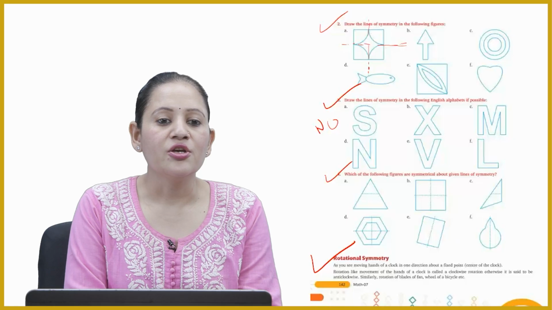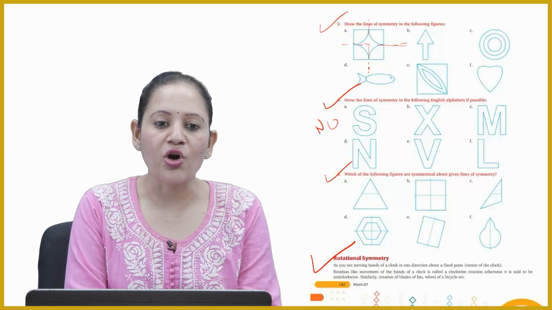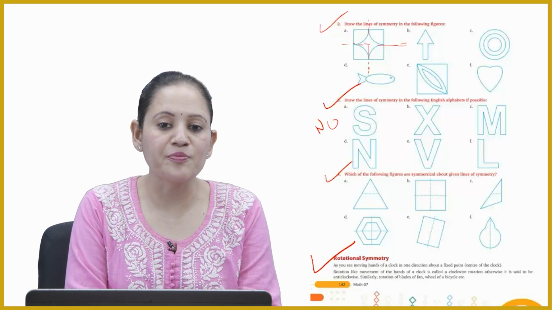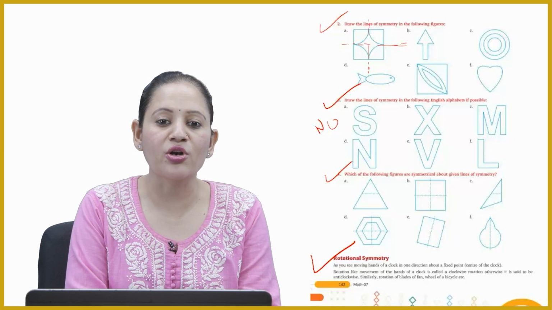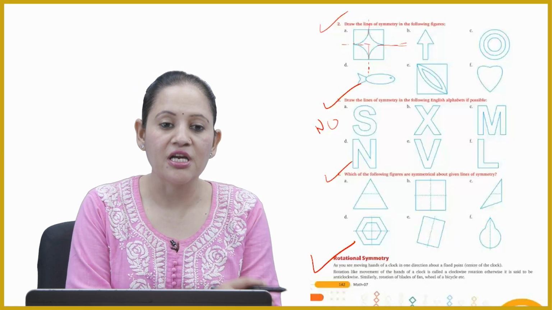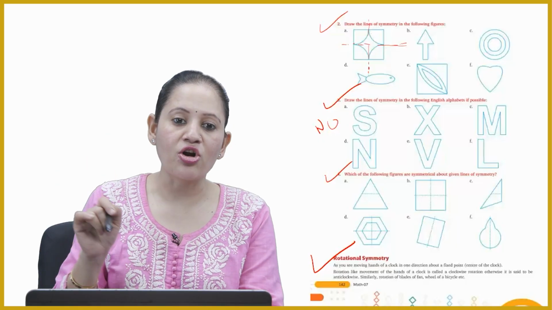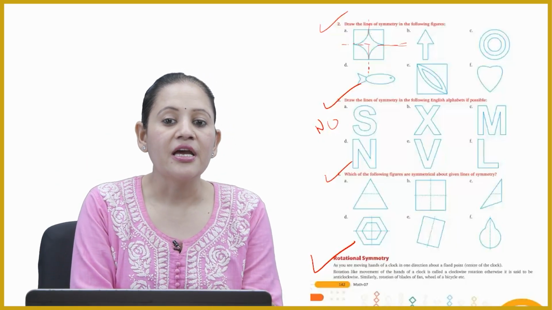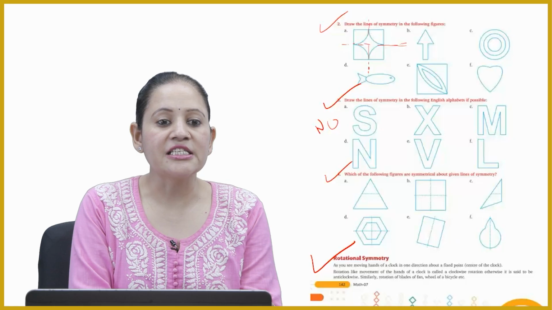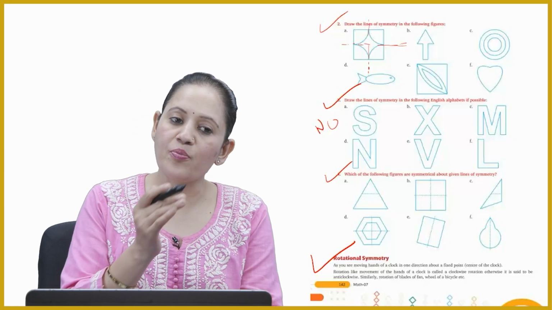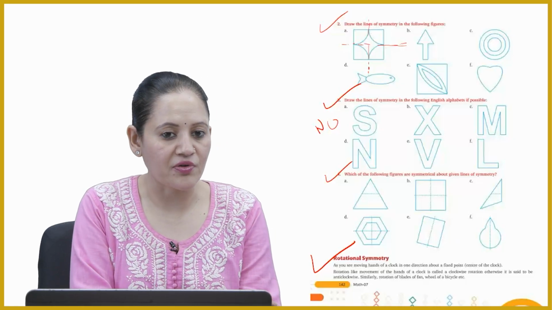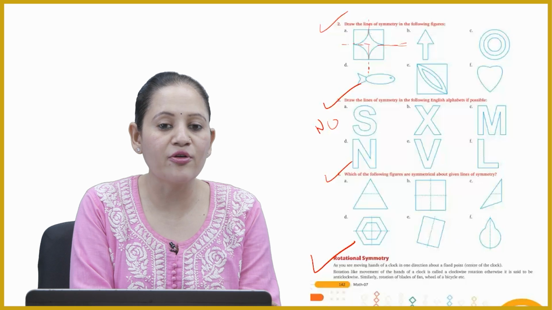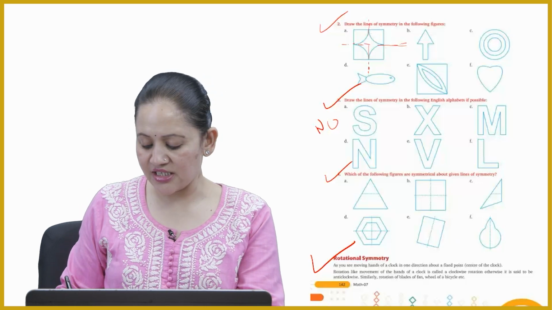Next, rotational symmetry. As you see moving hands of the clock in one direction about the fixed point, center of the clock. Rotation is like the movement of the hand of the clock, that is called clockwise rotation. अगर जिस डायरेक्शन में क्लॉक मूव करती है, अगर उस डायरेक्शन में मूव कर रहा है, दैट मीन्स क्लॉकवाइज रोटेशन. अदरवाइज it is called anticlockwise. अगर उसके ऑपोजिट डायरेक्शन में है तो उसको बोलेंगे एंटी क्लॉकवाइज. Similarly, rotation of the blade of fan, wheel of bicycle, etc.